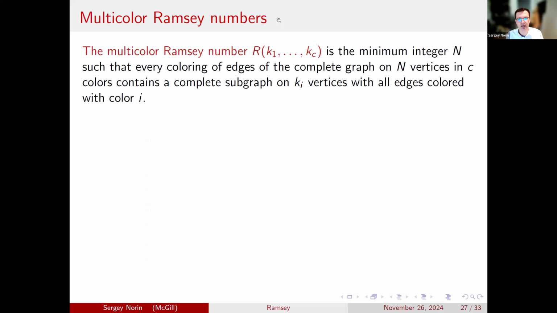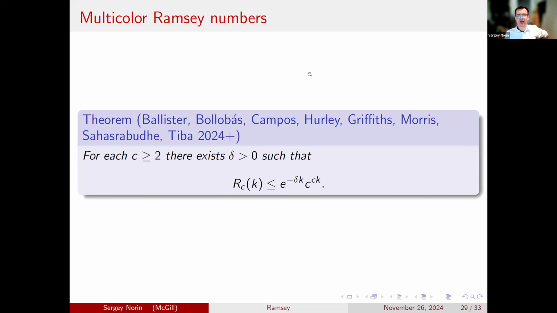Let me just mention that, as one of our goals, we try to improve on multicolor Ramsey numbers, where the problem is the same, except rather than two colors, we have several colors. And our off-diagonal argument that I showed you goes through, but our diagonal argument doesn't at all. There are technical difficulties. But very recently, the group behind the original improvement, together with Ballister, Bollobás, Hurley, and Tiba, managed to also improve diagonal Ramsey numbers by an exponential factor.